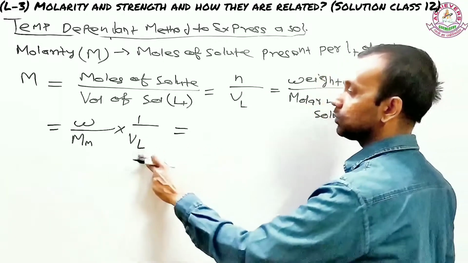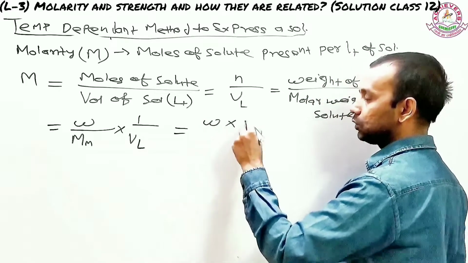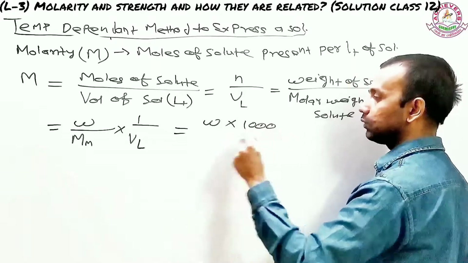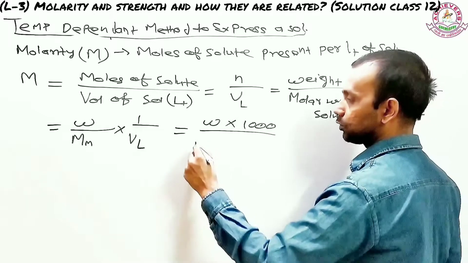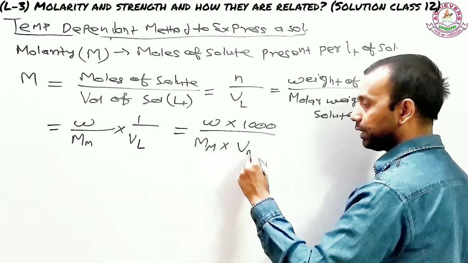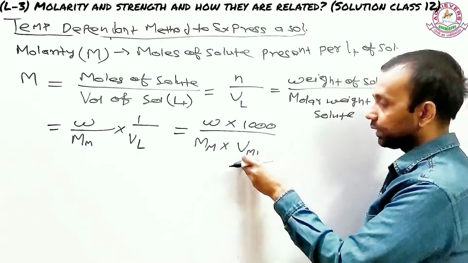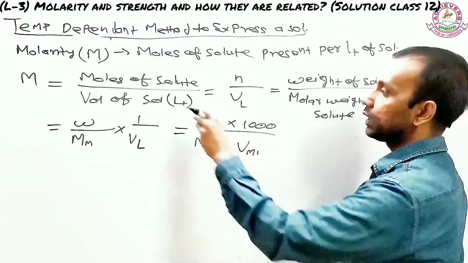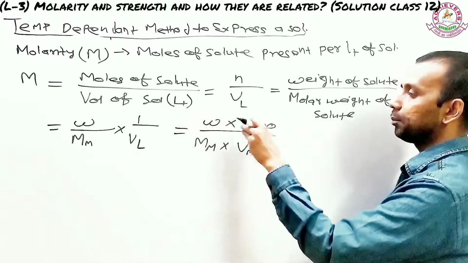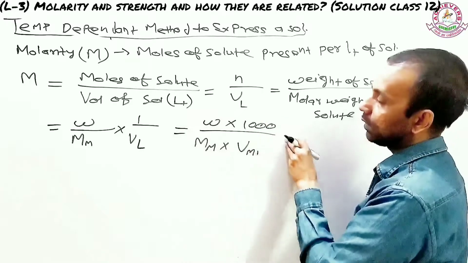Suppose the volume of solution is in milliliter, then what you have to do, W is into 1000. Why I'm multiplying with 1000, I'll tell you. So this is going to be molar mass and volume in milliliter. So just pay attention here. If the volume of the solution is in milliliter, you must convert into liter, and for doing so I have multiplied, in fact I have divided the volume by 1000. So this is the requirement here.